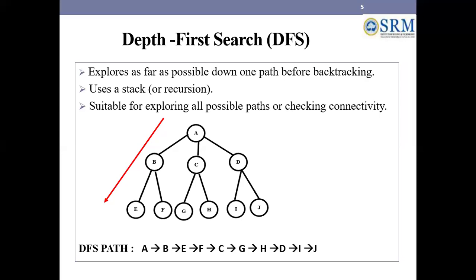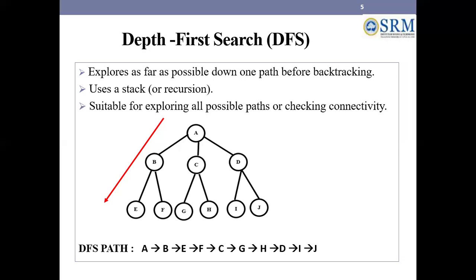It uses a data structure called stack, that is, the property last in first out. So the backtracking approach uses a recursive algorithm or recursive concept, because depth first search is developed for backtracking using a stack, with the property last in first out. It is suitable for exploring all possible paths or checking connectivity.